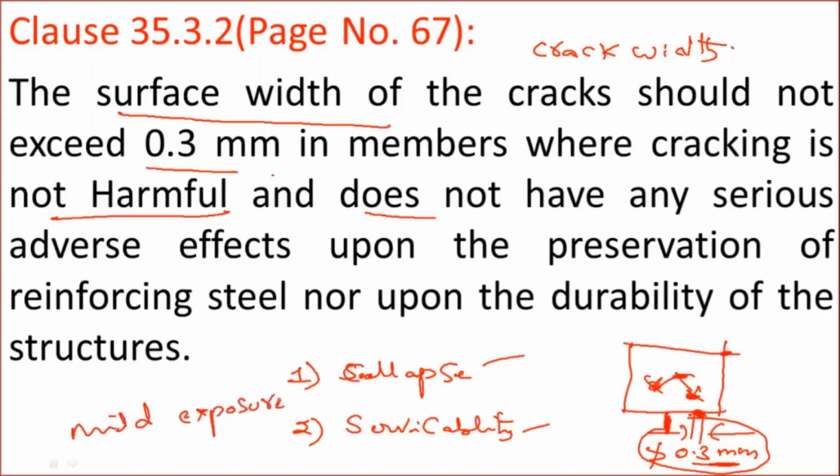This kind of exposure we can call mild exposure. In section 2 of this video series, I told you what mild exposure is. Suppose the concrete is completely sheltered, there is no aggressive condition, it doesn't have any contact with water, and there is no external exposure to the concrete. In such cases, we call it mild exposure. So if the concrete is sheltered, will cracking be harmful? No. So in such a case, the maximum crack width can be 0.3 mm.